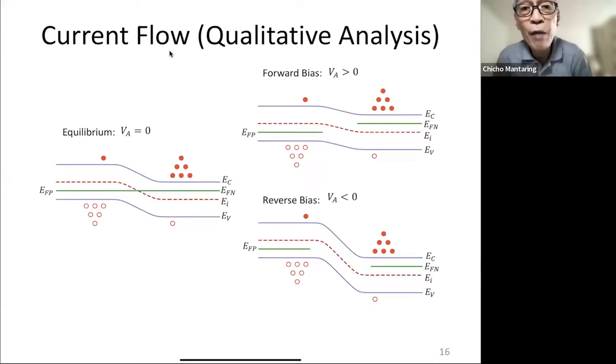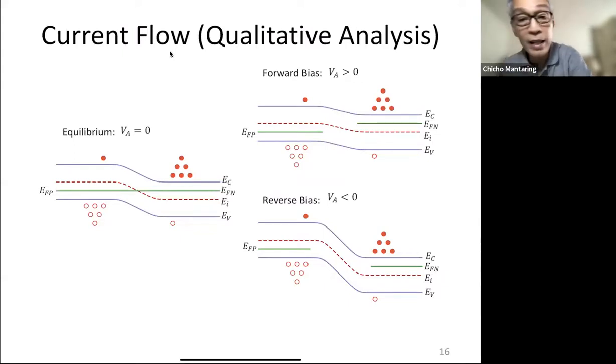Okay, so qualitatively, how is that going to affect the flow of current? This is at equilibrium. There is no VA applied. In other words, open-circuited. This assumes that my junction is open-circuited. These are the energy states of my free electrons. These are the energy states of my holes.